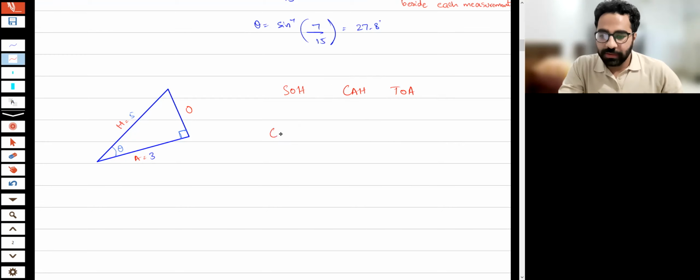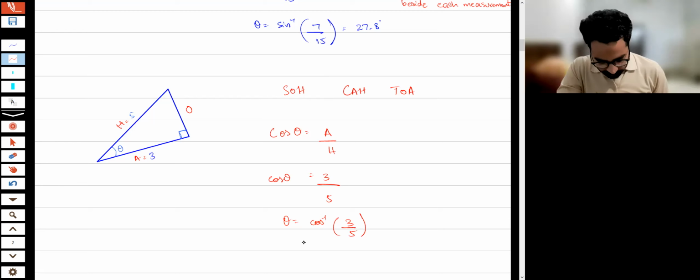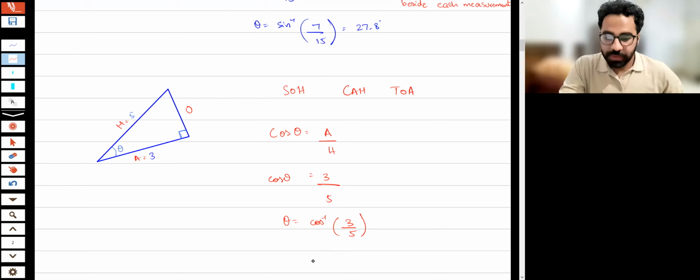Cah is cos theta equals adjacent upon hypotenuse. The value of the adjacent is 3, the value of the hypotenuse is 5. So I'm going to get cos theta equals 3 upon 5, and theta would be equal to cos inverse 3 upon 5, and the value of cos inverse 3 upon 5 gives me 51.1 degrees.